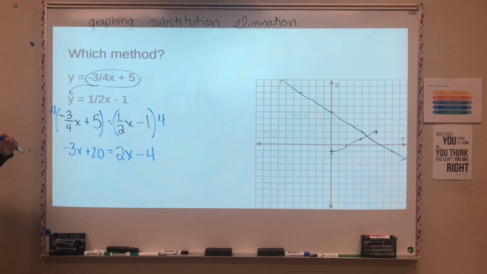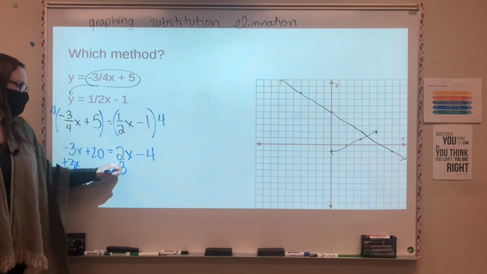Looking at this, what would my next step be? Get one of the x's by themselves. So which one do you want to get rid of? Negative 3x. Okay. How are we going to get rid of that? If you divide by negative 3, it's not going to work. We want to take out the entire term. So the opposite of a negative 3x. Positive 3x. So we're adding 3x on both sides.